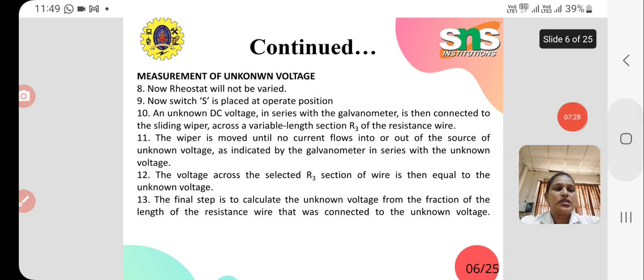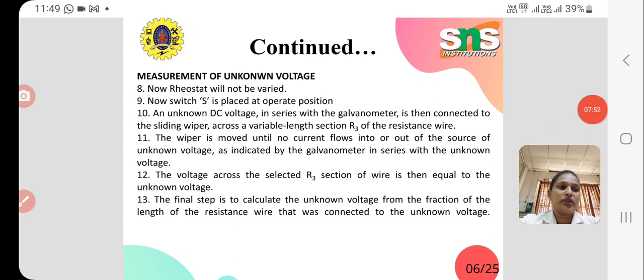I think with this we come to the end of session 1, wherein we have discussed what a potentiometer is, what its uses are, and how it works. We have seen a basic slide wire potentiometer. In the upcoming videos we will see the types of potentiometers available and their construction and working principle. Stay tuned. Thank you.